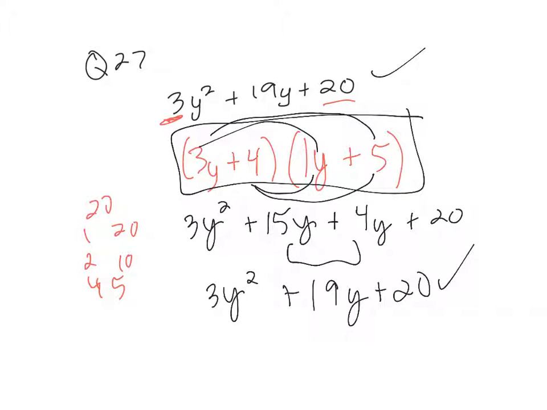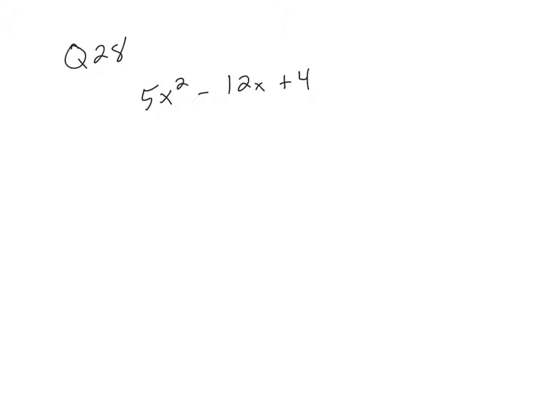I'm going to rewrite it down here, a bit nicer form: 3y plus 4 times the quantity y plus 5. All right, again, we have a different leading factor here. The factors of 5 are 5 and 1, so we know it's going to be 5 and 1.